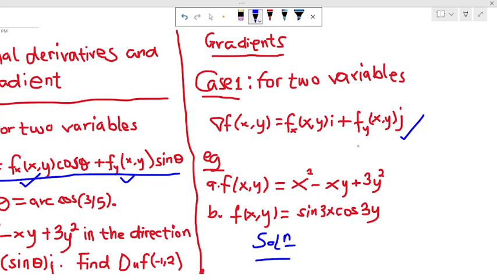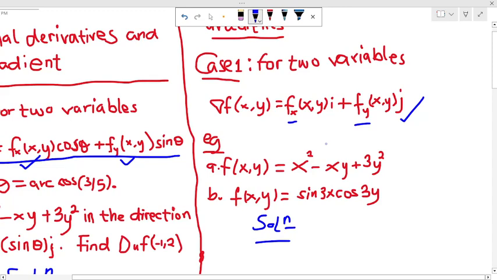So now we have a general equation here, that's del f. Now this del means the gradient of this function. It's giving us fx i and fy j. So now remember, we are dealing with two variables, so therefore we are going to get x and y.